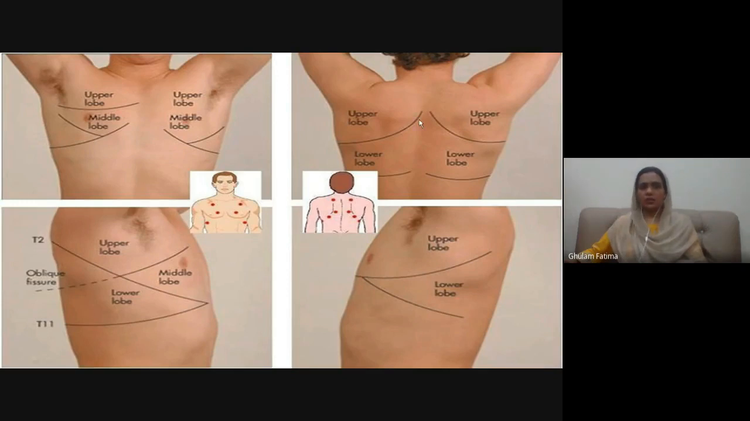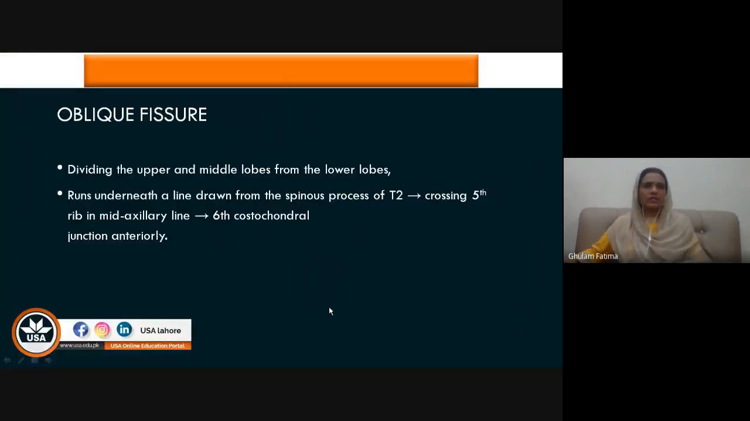So T2 is the point from where this oblique fissure starts, and after that it runs downwards and laterally till, in the mid-axillary line, it is in line with the fifth rib. Then it will move forward towards the anterior chest, and it will end at the point of the sixth costochondral junction.